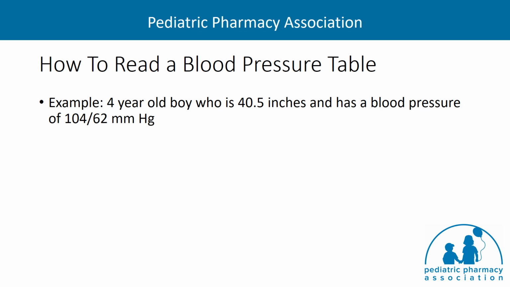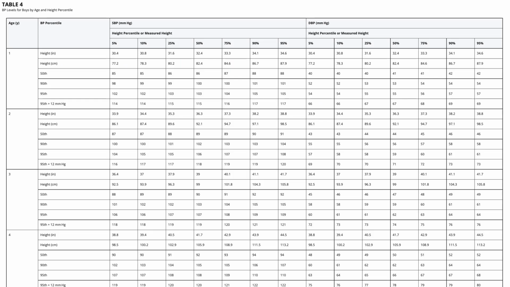So let's go through an example. You have a 4-year-old boy in your clinic who is 40.5 inches and has a blood pressure of 104 over 62. So I would go about looking at this blood pressure table that is in the guidelines.